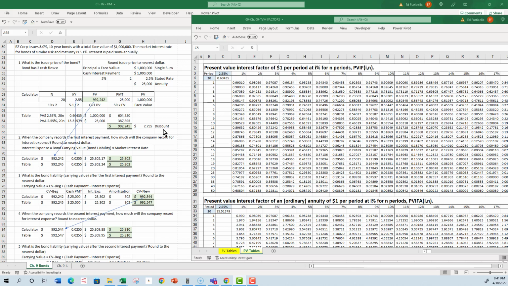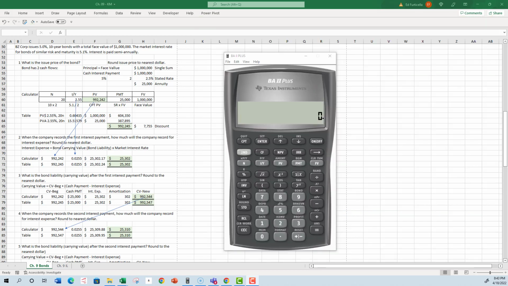They gave us $7,755 less. Upon maturity, we're going to give the investors $1 million back, not $992,245. By giving them more back at maturity, we're allowing them to earn their market rate of interest of 5.1%.